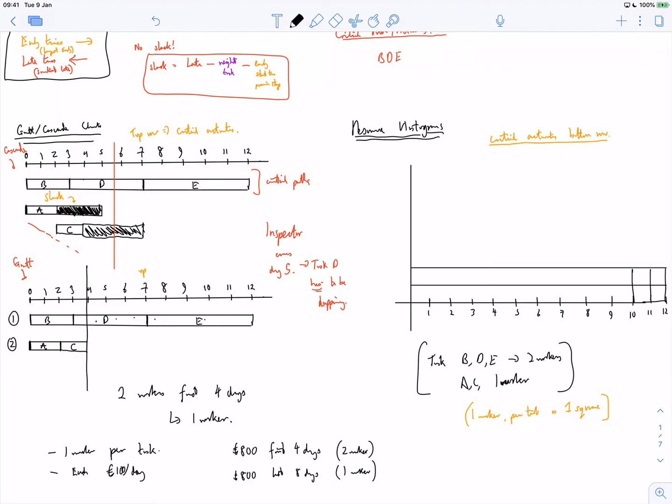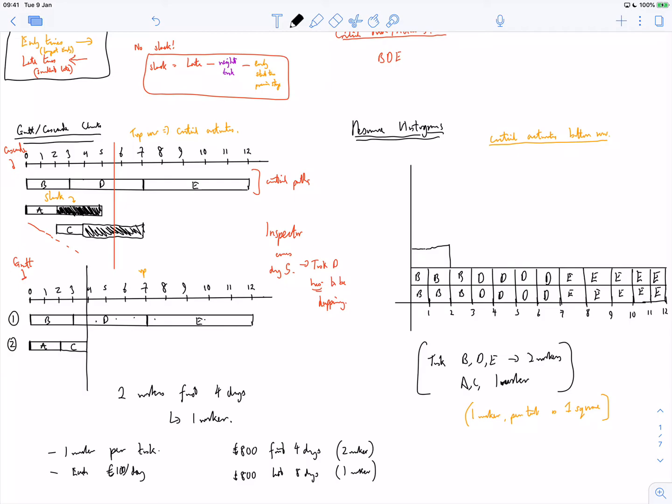Something like that, something like that, and B is up to day 3, so this will be B, B, B, B, B, B, and then D is up to row 7, so that'll be D, D, D, D, D, D, D, and then the final bit is E, so this is E, E, E, E, E, E. Okay, and then the workers A and C, well, A is just 2, so I could just draw this like this.